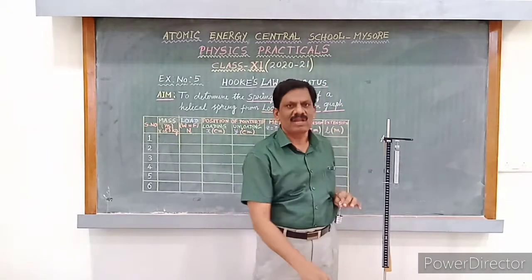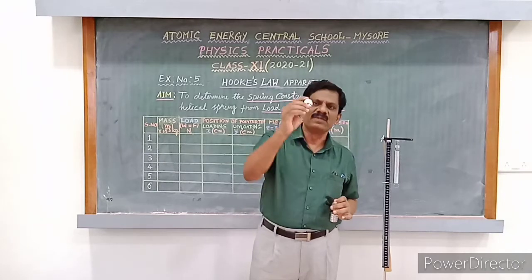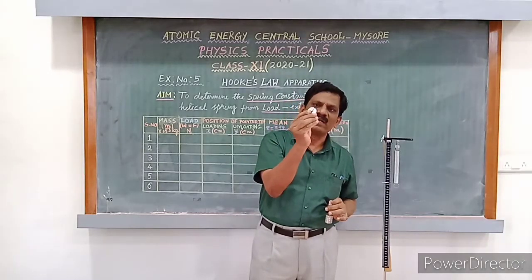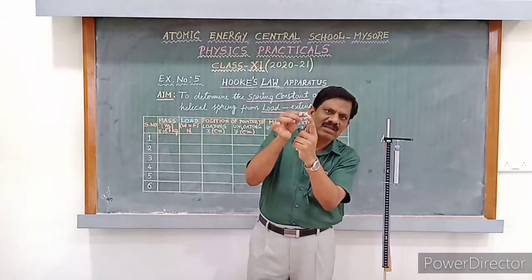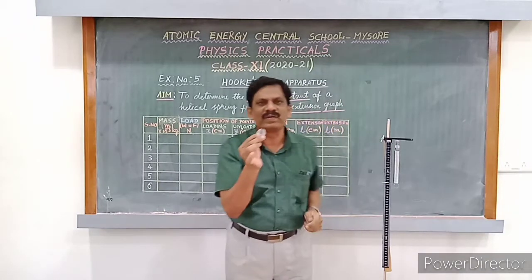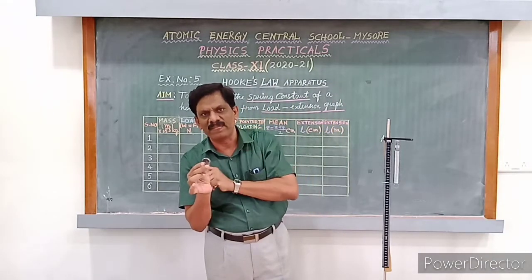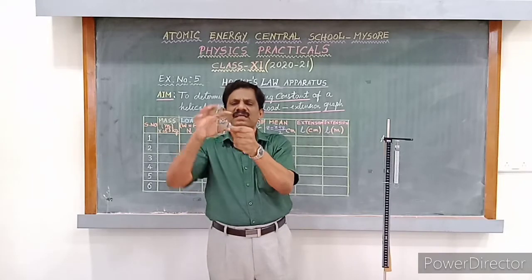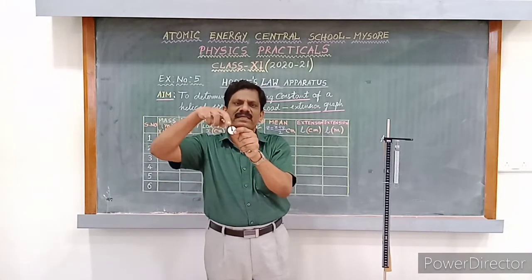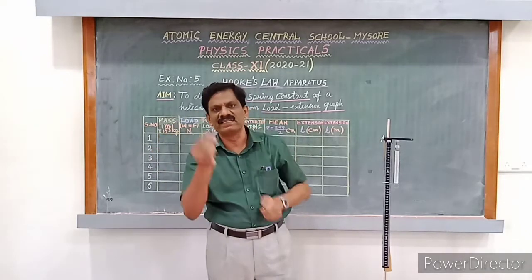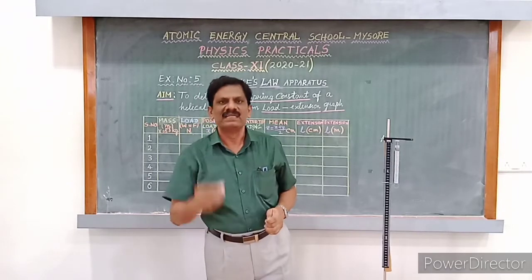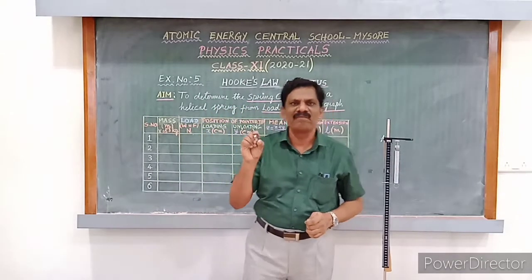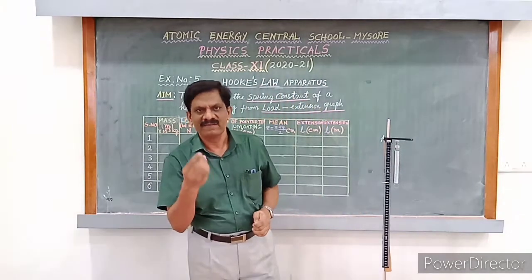Why is it called a slotted weight? Because each of these weights is provided with a slot. Can you see one slot? This is a slot. Slot means a cut portion from any body. If you take a circular mass and cut a small portion out of it, it is called a slotted weight. And it is a 50 gram weight.